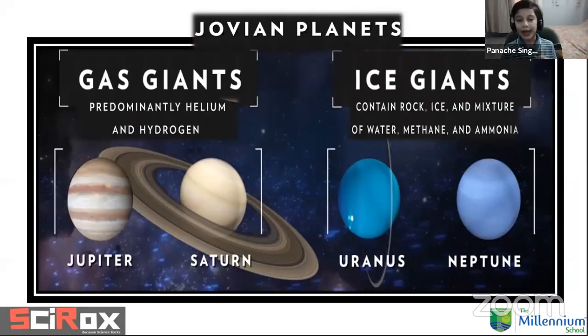Jovian planets. The Jovian planets can be divided into gas giants made of helium and hydrogen and ice giants made of rock and ice.